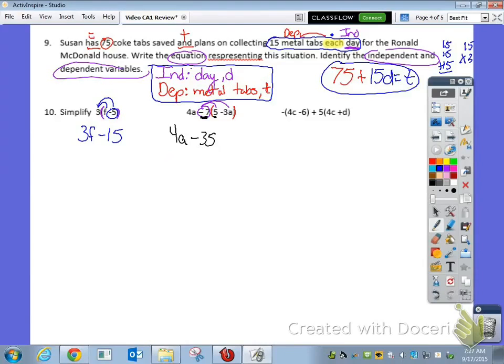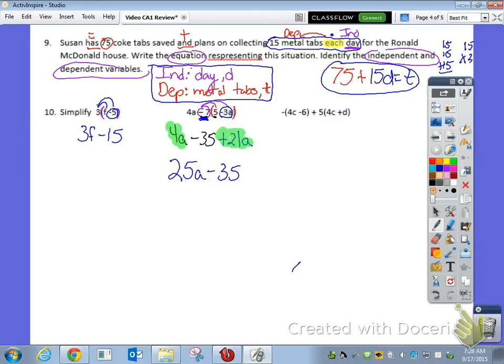And then I'm going to type in negative 7 times, and look what this is. This is a negative 3. So negative 7 times negative 3 is a positive 21, and you bring down the a. Now, after you get rid of the parentheses, you look to see, do any of them have the same letter? Do they have the same variable? 4a and positive 21a. So I would say 4 plus 21, which is 25a. And that minus 35 just comes down.